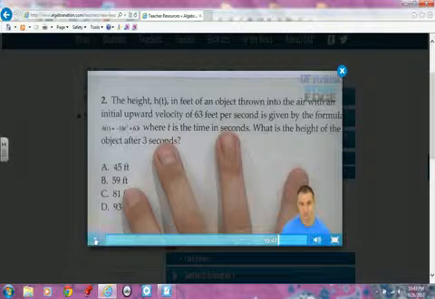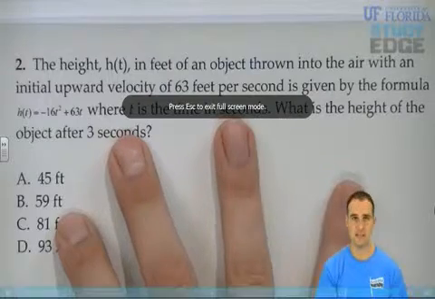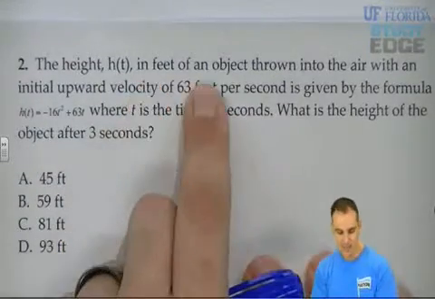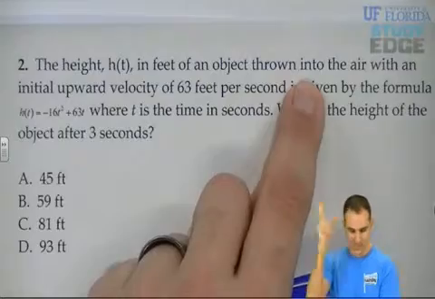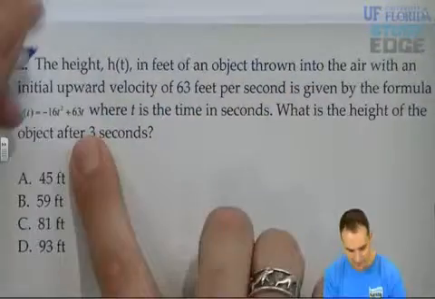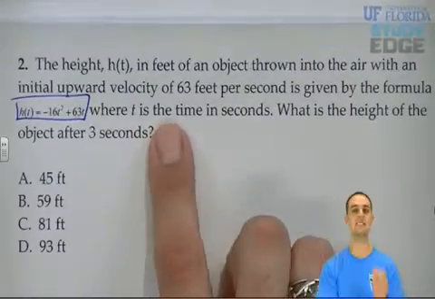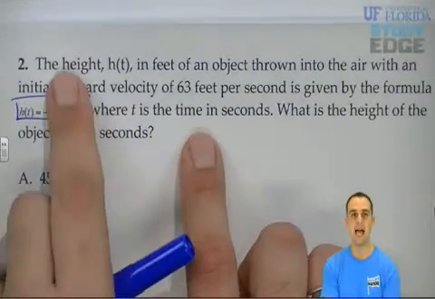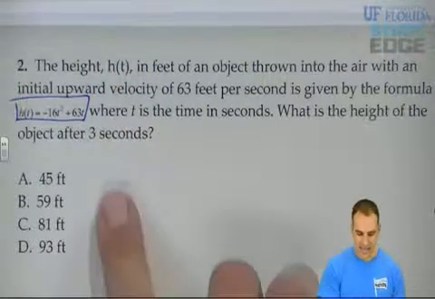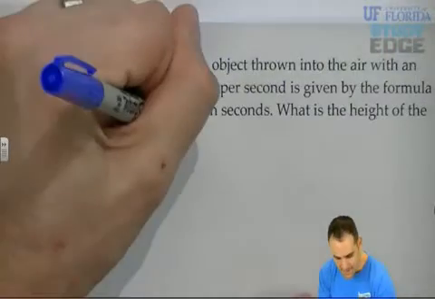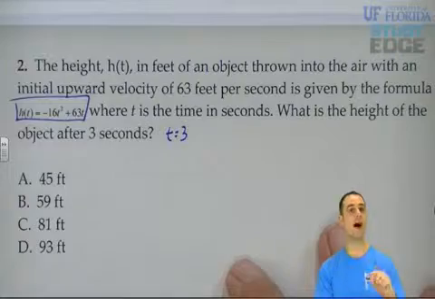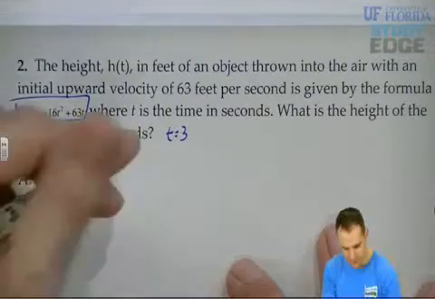Back to work. The height, h of t, that would be height as a function of t, in feet of an object thrown into the air with an initial upward velocity of 63 feet per second is given by the following formula, and t is time in seconds. So this is height as a function of time in seconds. What is the height of the object after 3 seconds? Meaning t equals 3. I'm going to input my 3 for time to output my height.